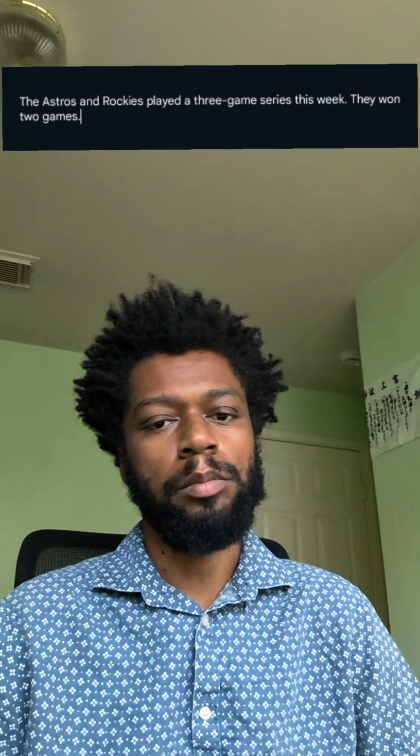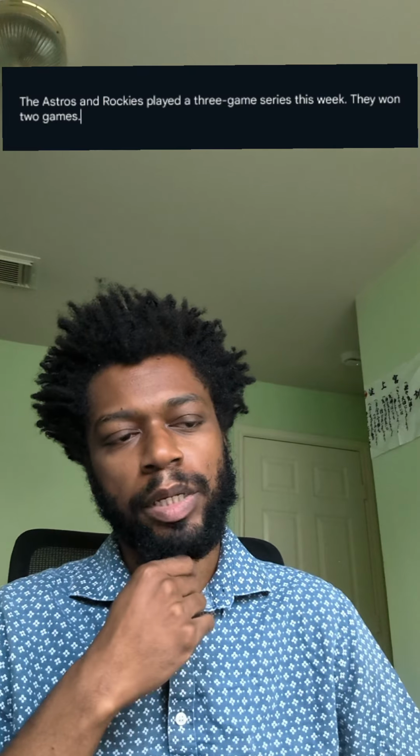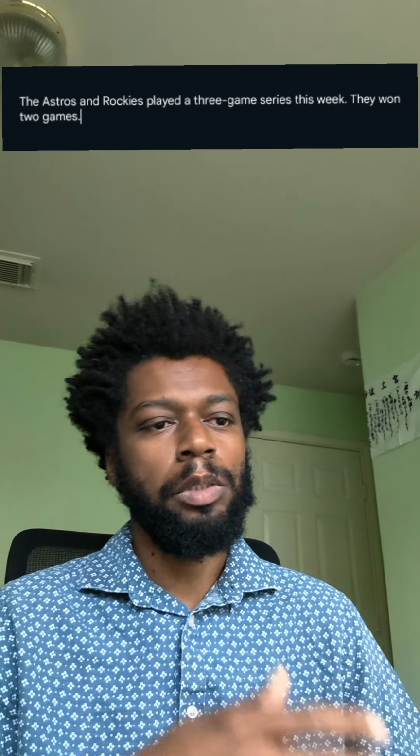They won 2 games. They in the second sentence is a pronoun which might refer to either of the baseball teams. So we would need to know the context of the conversation in order to determine who they are. If we were already talking about how the Astros were playing this season before that statement, they are probably the ones who won 2 of 3.